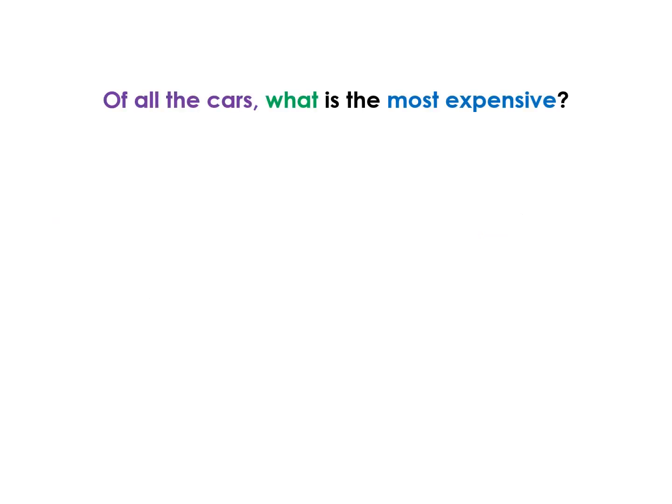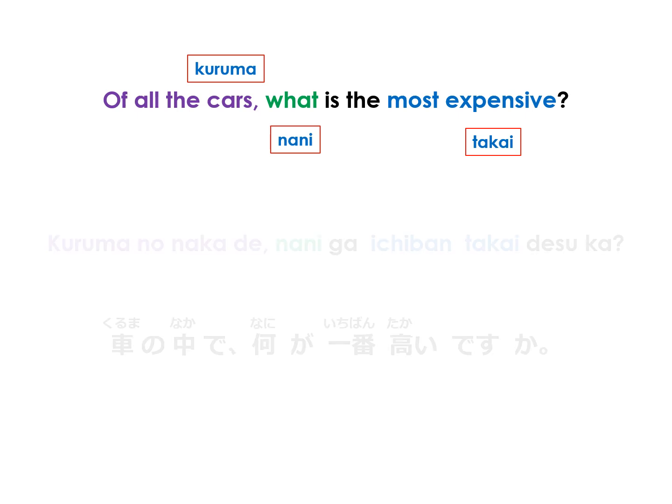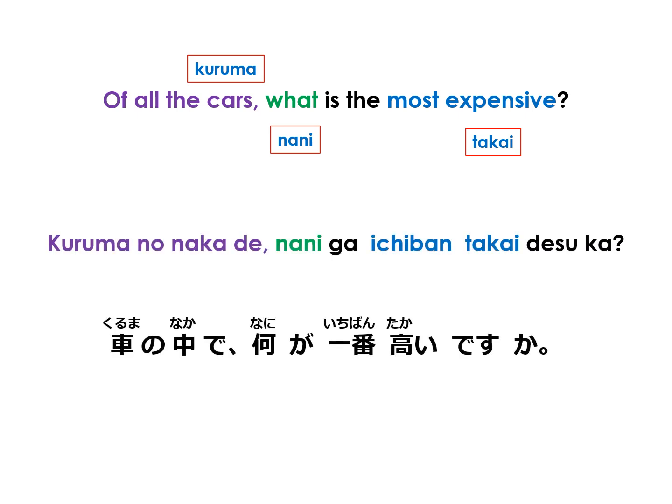Consider the sentence, of all the cars, what is the most expensive? Our domain here is cars or kuruma. Expensive in Japanese is takai. We use the interrogative pronoun nani because we're asking for what. To put them all together, we say, kuruma no naka de nani ga ichiban takai desu ka?